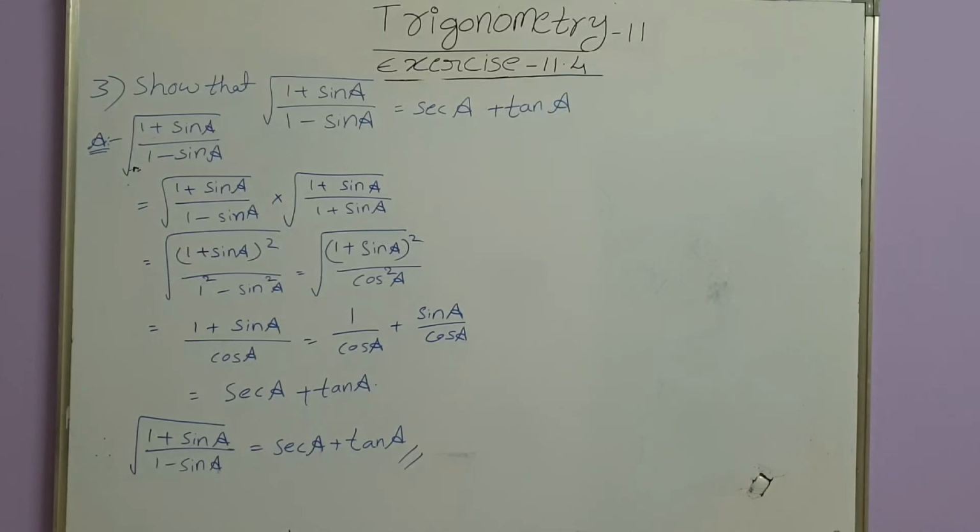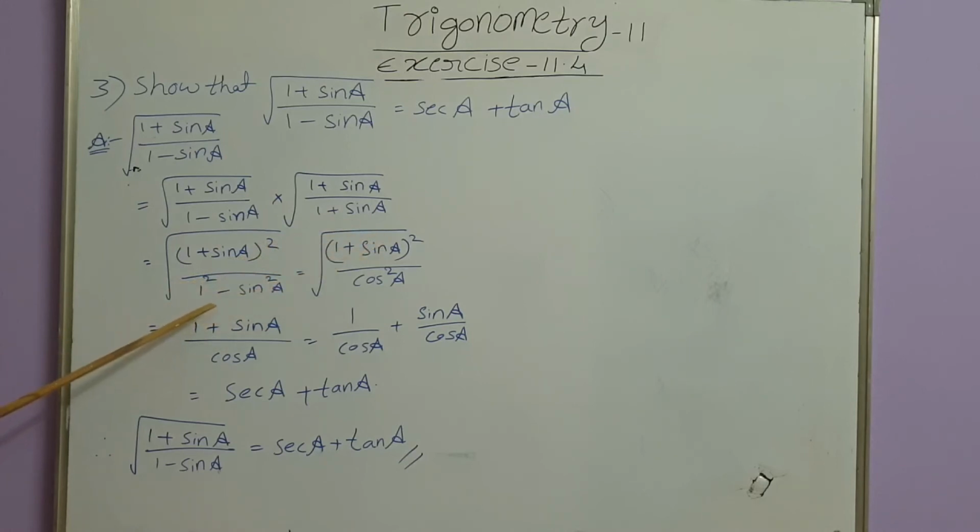In this third one, show that root of (1 plus sin a) by (1 minus sin a) is equal to sec a plus tan a. Here, root of (1 plus sin a) by (1 minus sin a) is multiplied with root of (1 plus sin a) by (1 plus sin a), which will cancel. So for solving this equation, under root of (1 plus sin a) into (1 plus sin a), so (1 plus sin a) whole square by a square, a minus b into a plus b.